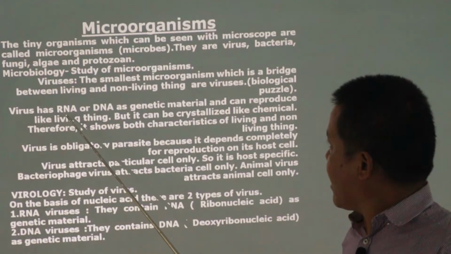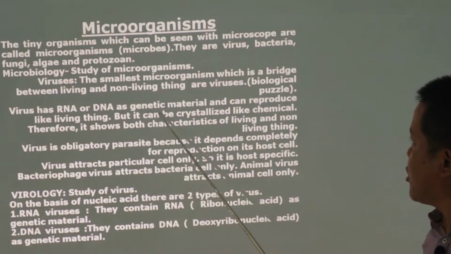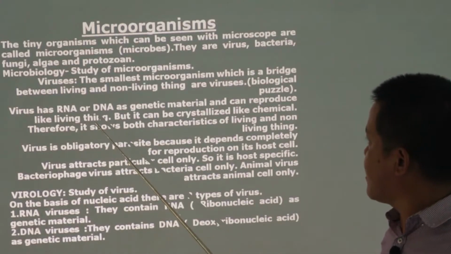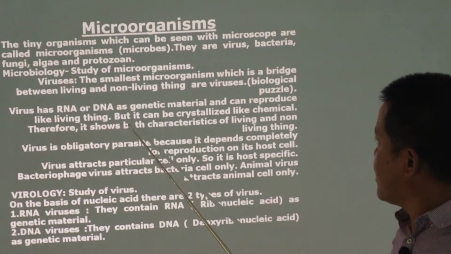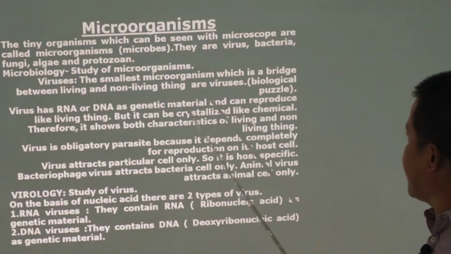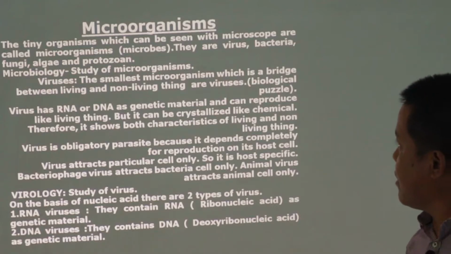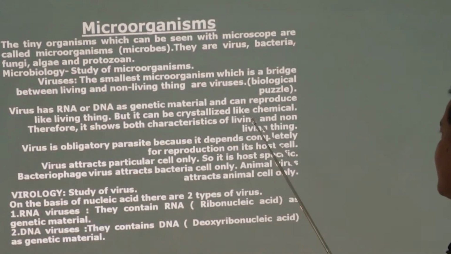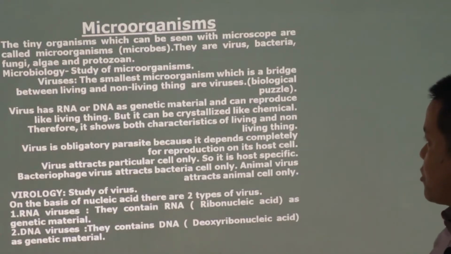Virus has RNA or DNA as genetic material and can reproduce like a living thing, but it can be crystallized like chemicals. Therefore, it shows both characteristics of living and non-living things.